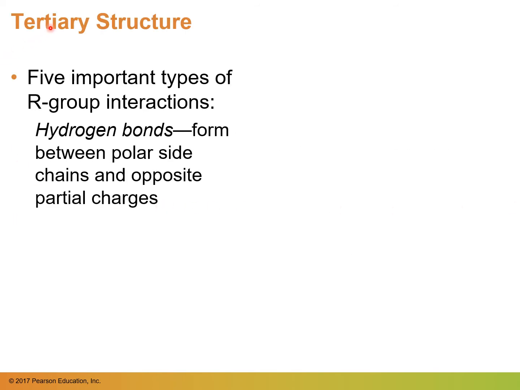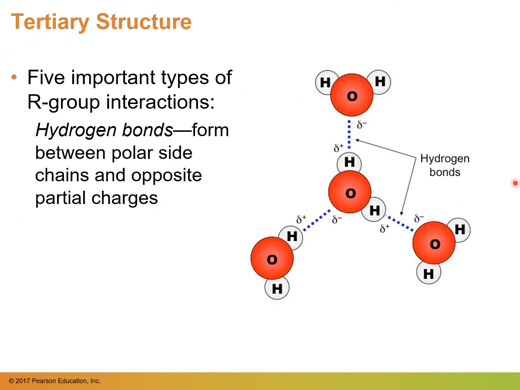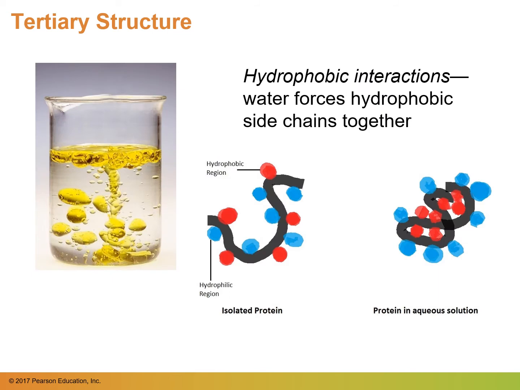Okay, next we have tertiary structure, and tertiary structure gets a little bit more complex, right? We have 5 important types of R group interactions. Remember, the R group is the side chain, and hydrogen bonds are going to form between those polar sides and those opposite partial charges. Think of it as, now we have those beta sheets and alpha helixes, but we're going to have the additional interactions between the partial charges.